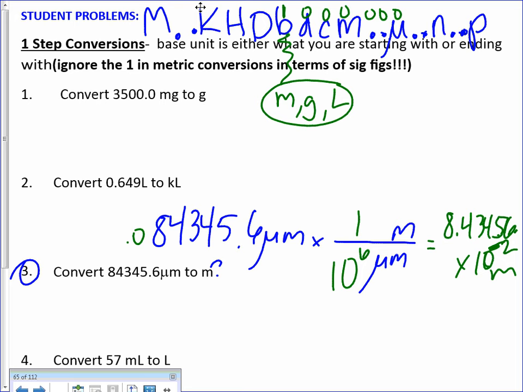And what units canceled, by the way? The micrometers. Very good. Meters are, yeah, you can write it as .08, blah, blah, blah, or in scientific notation. Either way works. All right, so that's a simple one.